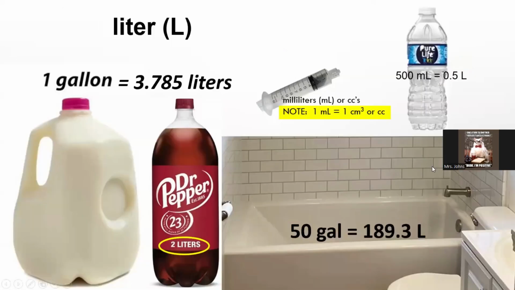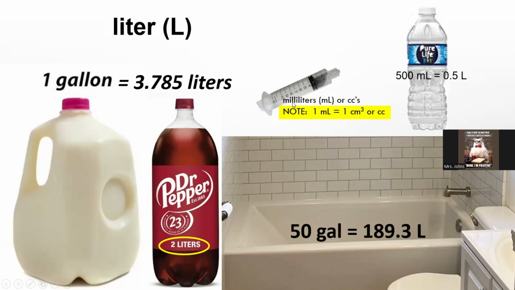All right, now talking about liters. Everybody knows how big a 2 liter of soda is. A liter is just slightly larger than a quart. So a gallon doesn't quite have 4 liters. It's got 3.785 liters. Now, the water bottles that we buy and drink out of a lot, like this Nestle water bottle, has a 1/2 liter or 500 milliliters.